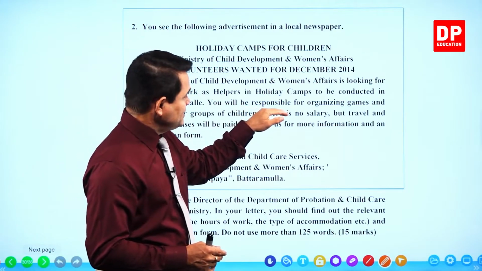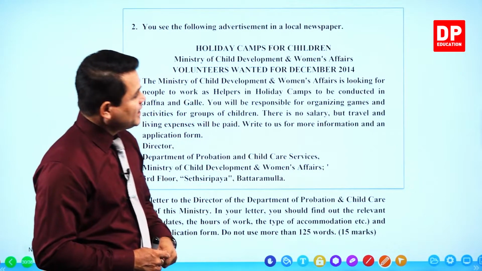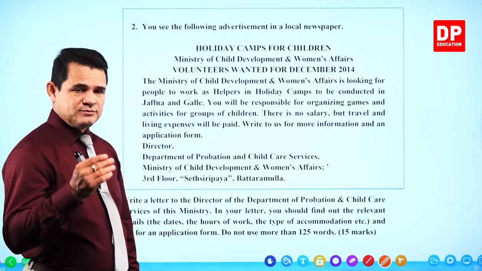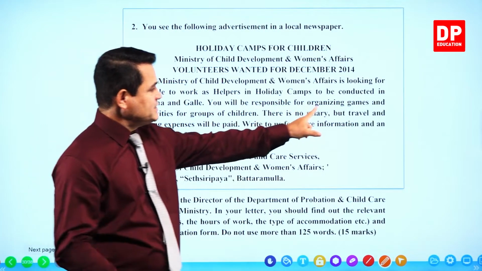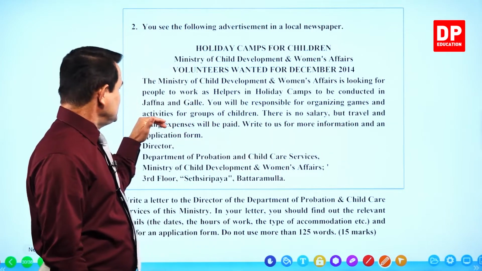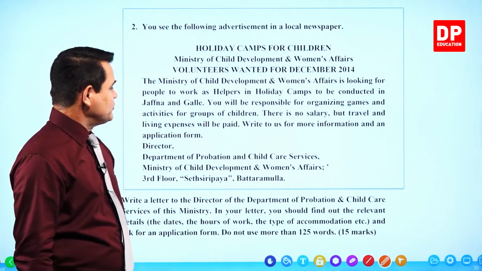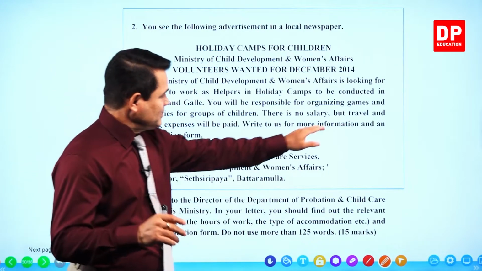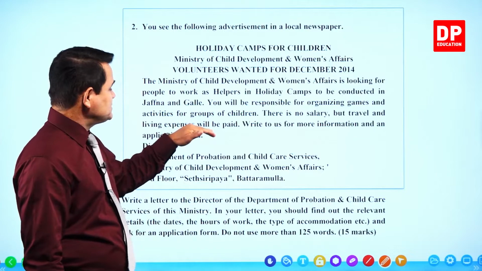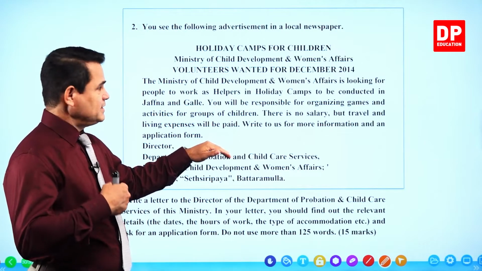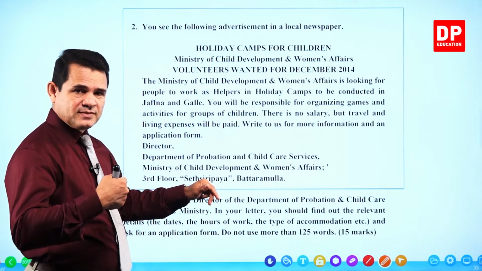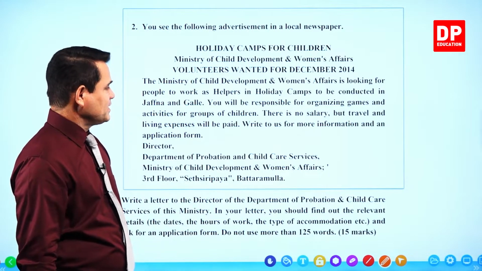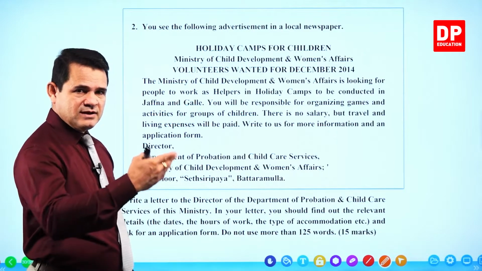You will be responsible for organizing games and activities for groups of children. So your responsibility is organizing games and activities for groups of children. There is no salary, no payments. But travel and living expenses will be paid. Traveling to Jaffna, to Galle, a small amount for traveling and living expenses will be paid. That is, for living costs and traveling.